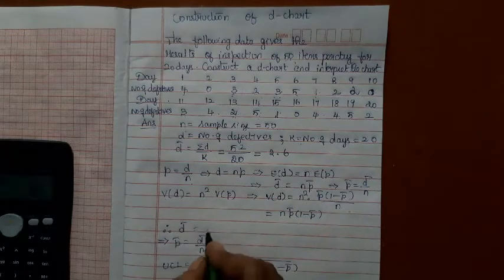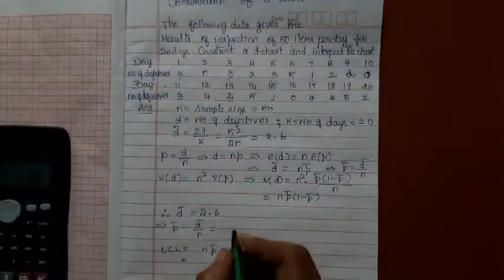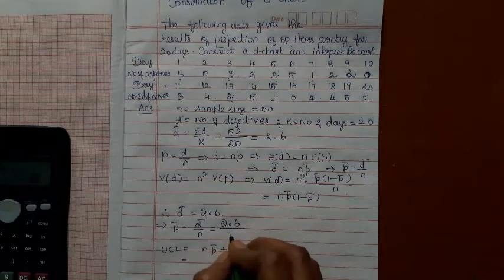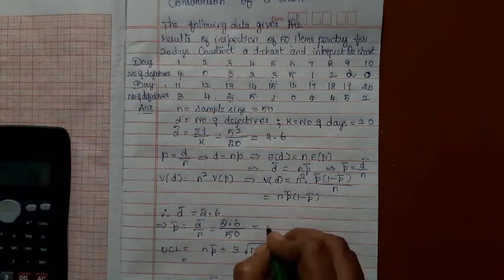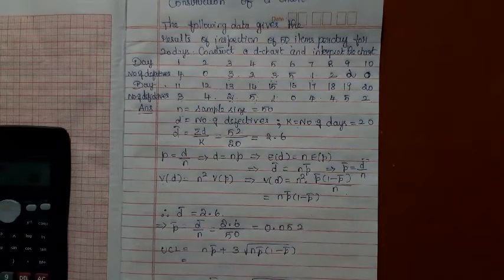So with this understanding, we have D bar equal to 2.6. P bar is 2.6 divided by n. It is not K. Divided by n, 2.6 divided by 50 is 0.052. I compute p bar like this.